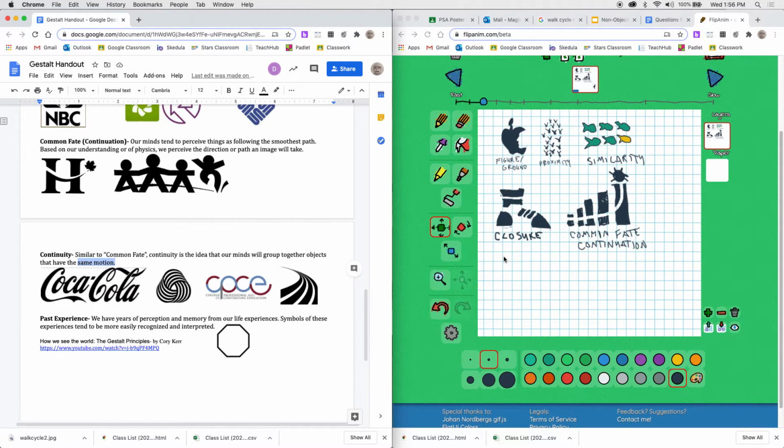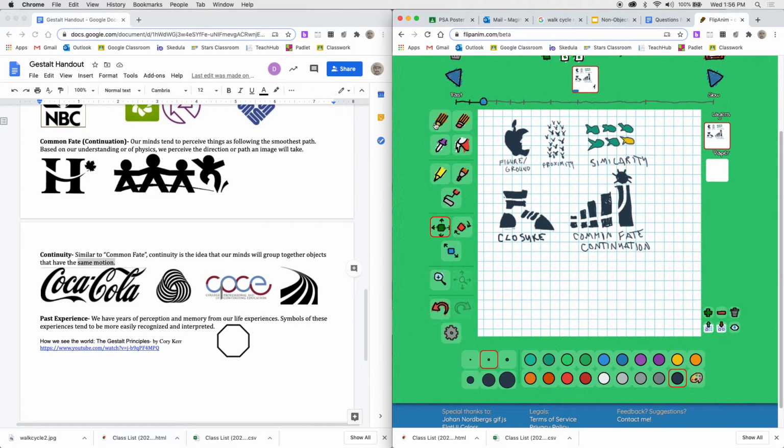Okay, so let's say I was doing something, using my fish example again. If I am drawing a fish, and it's swimming in this direction, and then even though it's curving or going a little bit differently, it's still swimming in the same direction. So my eye has a tendency to follow that direction. It's going to follow the line that is being created.